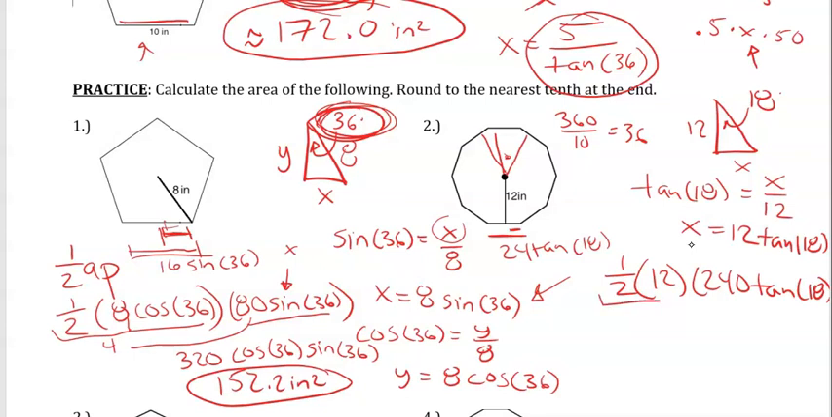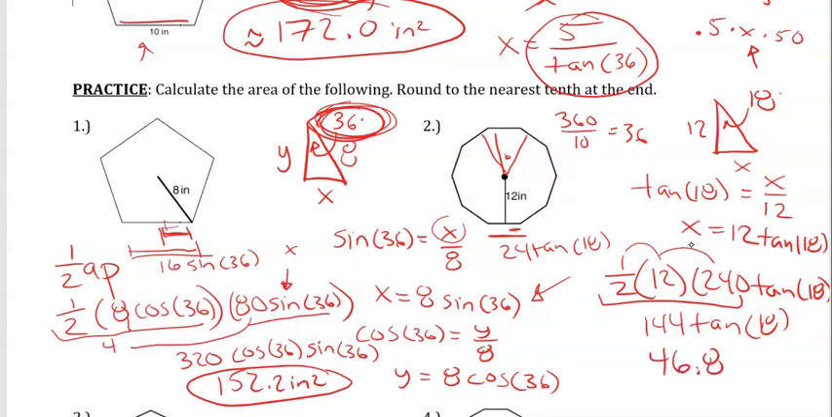Now, just like before, let's go ahead and simplify that a little bit. Half of 12 is 6. And then in my calculator, I'm going to say 6 times 24. 144. 144 tangent of 18. Put that in our calculator. And that gives you 46.8.